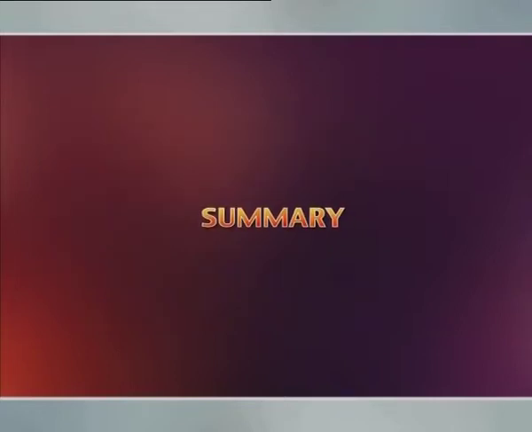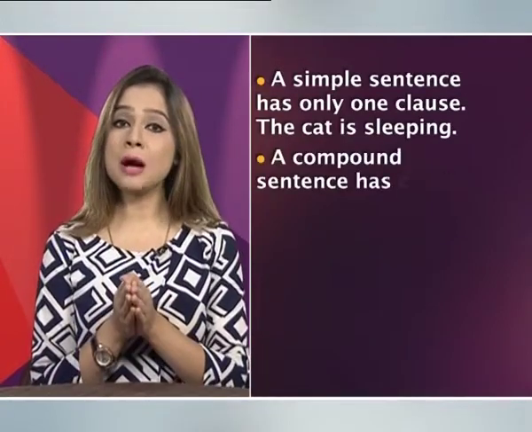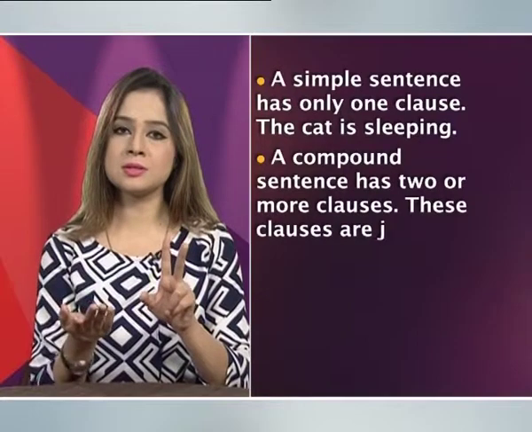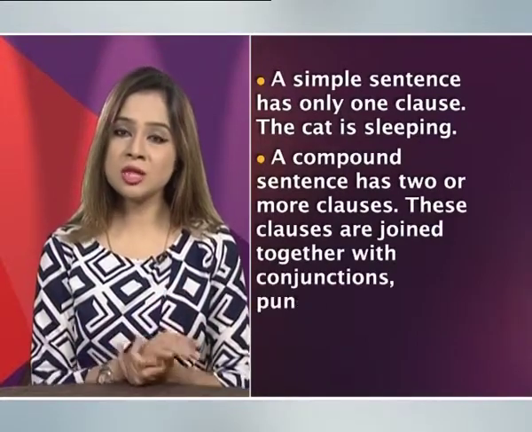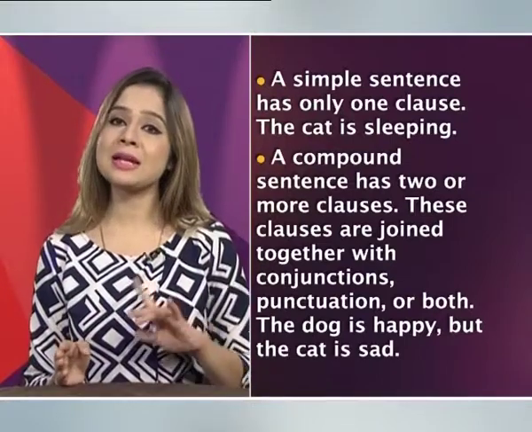Summary. Let's look at the summary again to make our understanding more clear about the types of sentences. A simple sentence has only one clause. The cat is sleeping. A compound sentence has two or more clauses. These clauses are joined together with conjunctions, punctuation, or both. The dog is happy but the cat is sad.